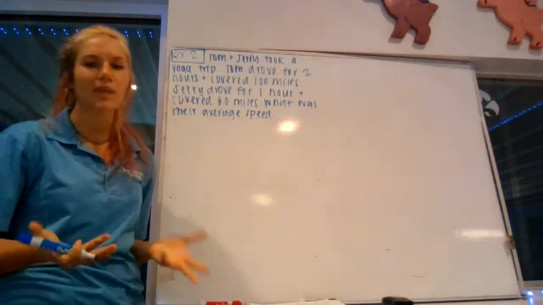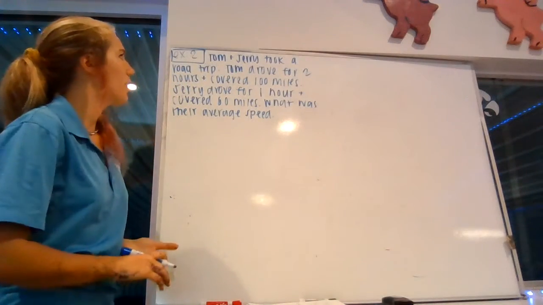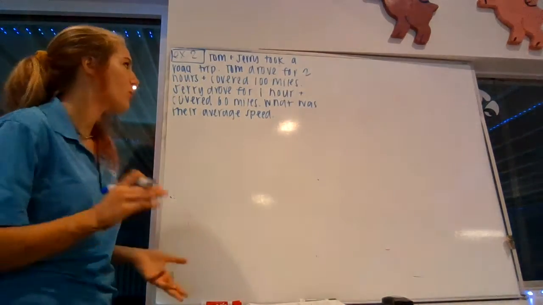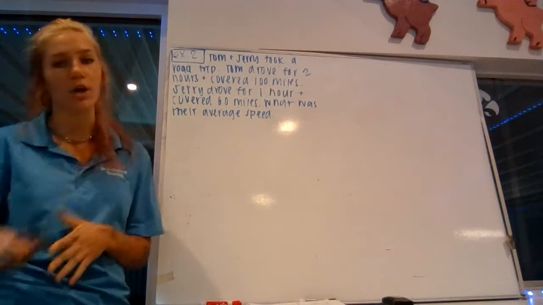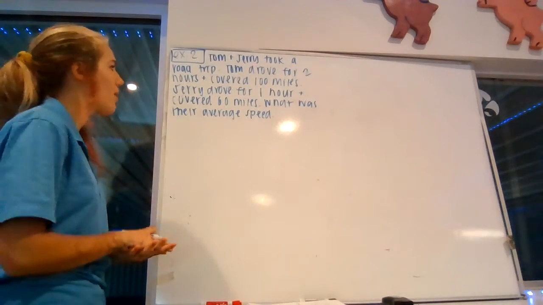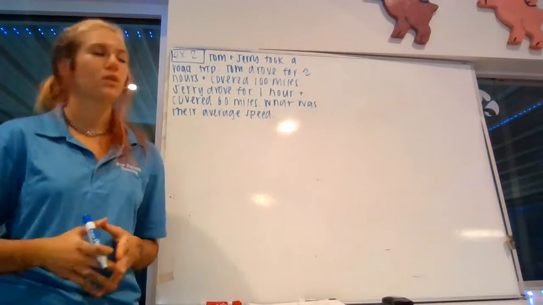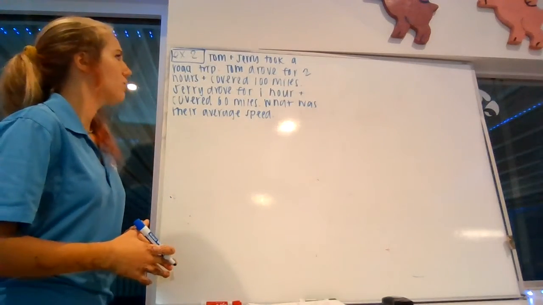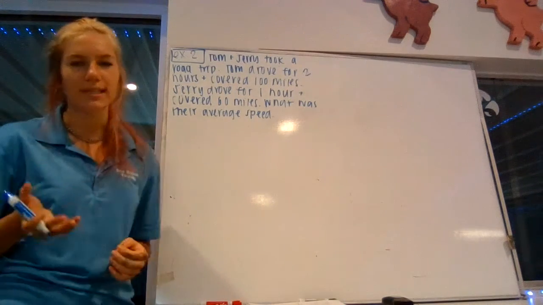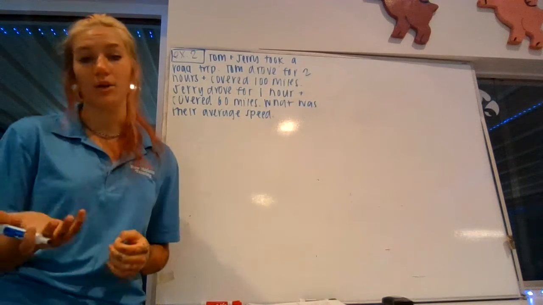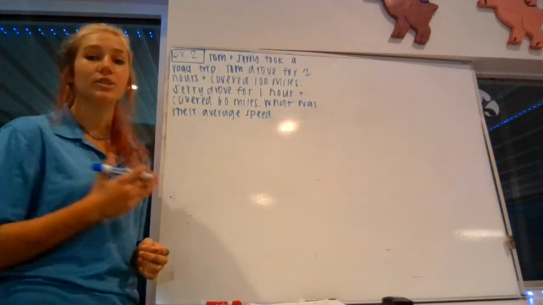So again, kind of a lengthy word problem, but it basically just says that Tom and Jerry took a road trip. Tom drove for 2 hours and covered 100 miles. Jerry drove for 1 hour and covered 60 miles, and it wants to find what their average speed is. Okay, so just looking at this immediately, I can tell, I don't know if you guys can tell, that they're driving at 2 different speeds.